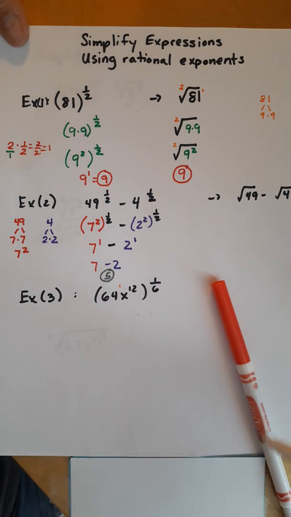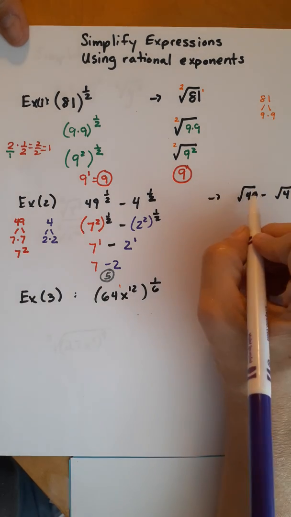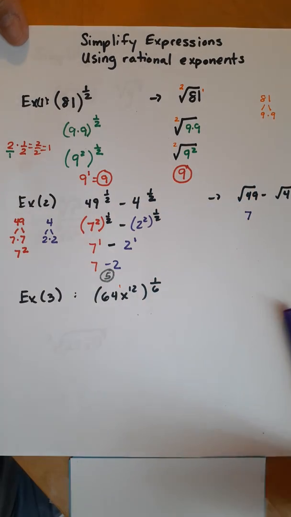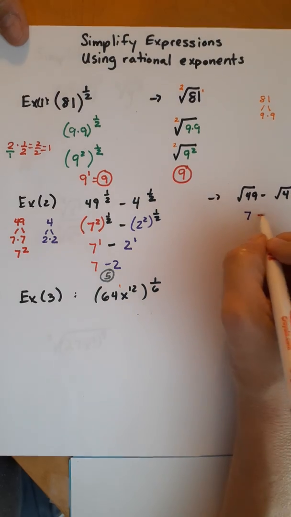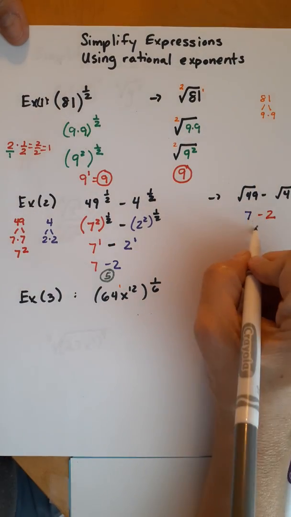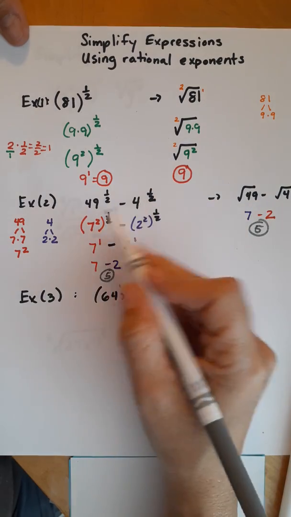I mean, if you already know your square roots, you say, oh, the square root of 49 is 7 times 7. That's 7, right? And if you say the square root of 4, oh, that's 2, minus 2, and my answer is 5. Yes, but this works with everything.